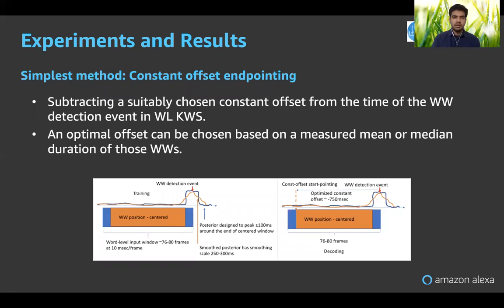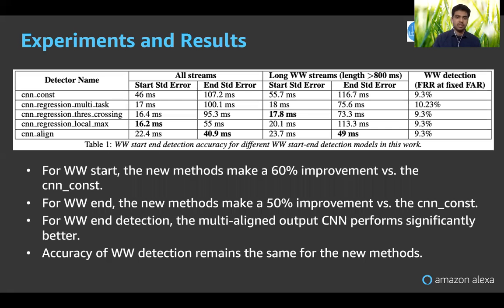This is the simplest method which you can have in a word level model. So I chose this as a comparison in the tables for the 33K streams, the larger data set, just to give an idea of how far we have improved from a constant offset endpointing. That is, when the detection happens, we subtract a constant offset, which can be the median or mean wake word length, and we see how far we have improved from this one. So let us see the results.